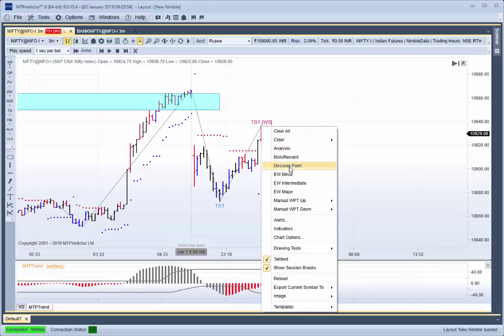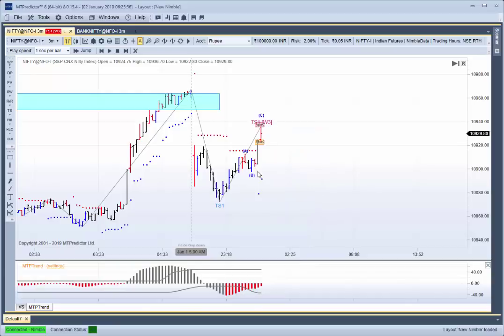So if I right mouse click, do Elliott wave minor, you can see there's our ABC pattern into the first correction, which would be a wave 2. So this would be a potential area where wave 2 would look to end. We're looking to then do our wave 3.